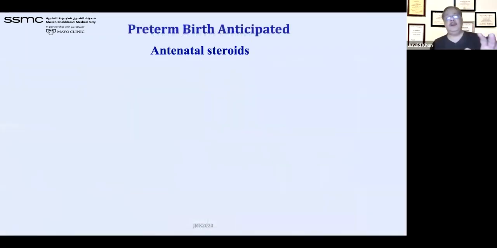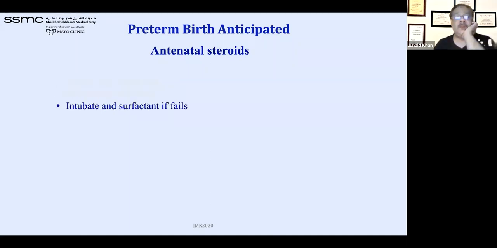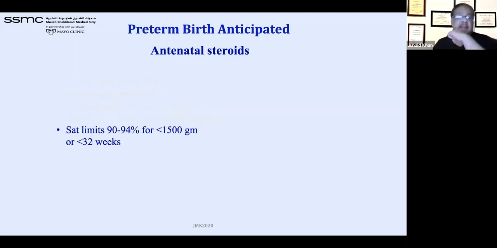So this is our daily protocol. If we anticipate preterm birth, we tell our OBGYN and they already have this protocol: start antenatal steroids. Nasal CPAP if it's more than 27 weeks of gestation and 30% oxygen, and then titrate. If the baby is not tolerating it, we intubate and give surfactant with LISA. If the baby is less than 27 weeks, most of the time we give very early surfactant by the LISA technique. SpO2 limits are 90 to 94%.